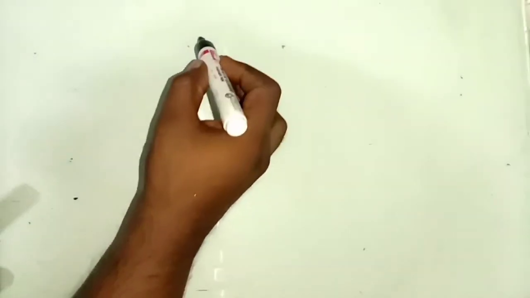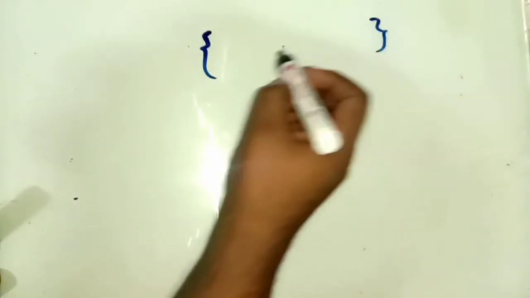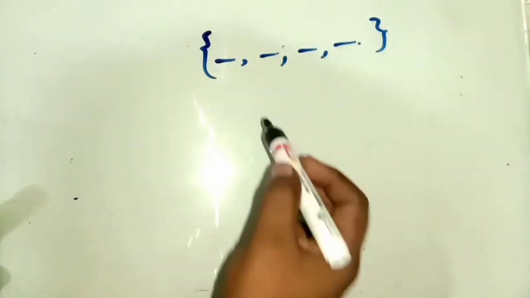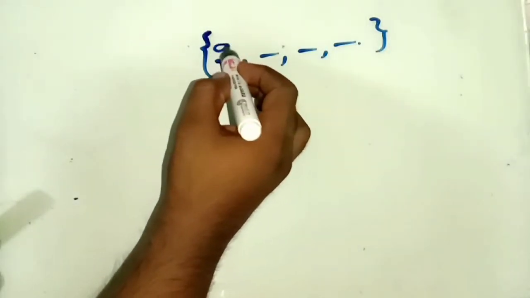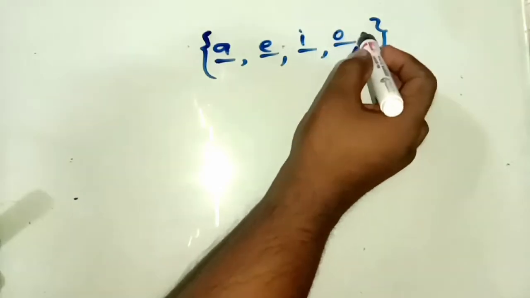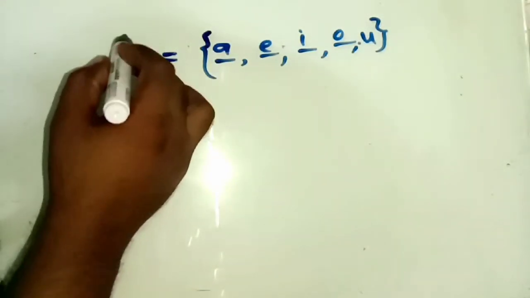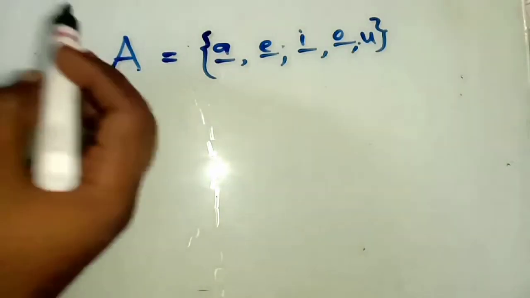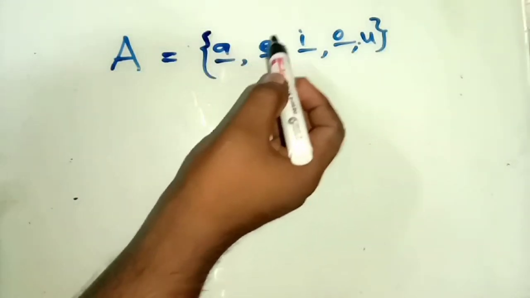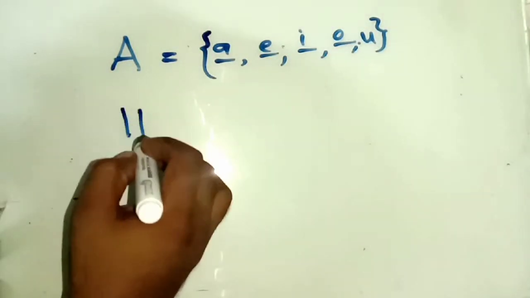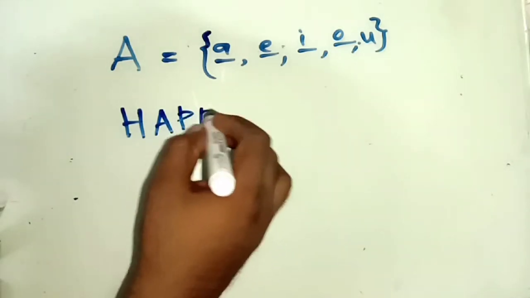Lowercase letters are used to write the elements. Like when you make a set, inside the curly bracket we write the elements. If you write the elements as alphabets, we use lowercase letters like a, e, i, o, u. And to name this set, we use a capital letter. So we can name it as set A, which is the set a, e, i, o, u.